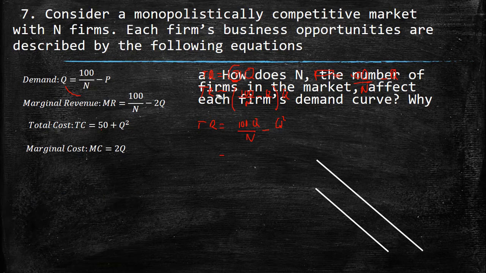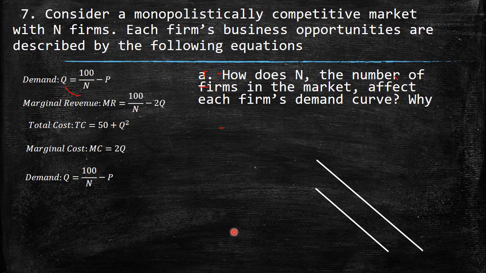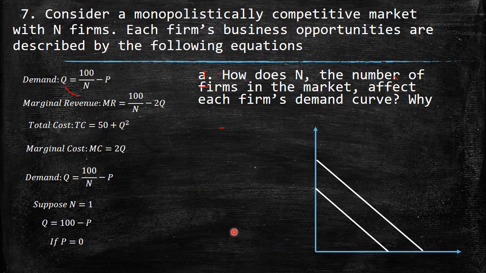Okay, and this one is the question: how does n, the number of firms in the market, affect each demand curve and why? We already know that because we discussed it at the very beginning of the exercise, but we were going to work a little bit more on that. So here we have the demand. Let's suppose that the number of firms is 1, and then this is the demand curve. Then I'm going to represent it in my Cartesian plane.